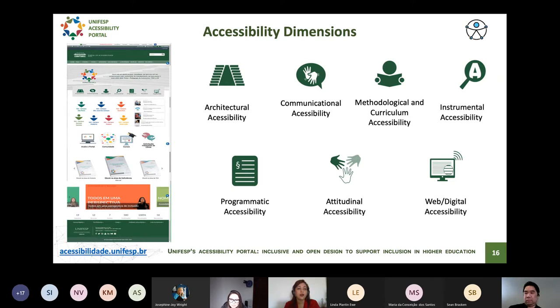Later on, Leandro will better detail the interface and structure of the accessibility portal. But I want to highlight that during the development of the portal, the group understood that we would need to give visibility to these dimensions of accessibility and not to the areas of disability, because our focus is on the solution, it's on accessibility.